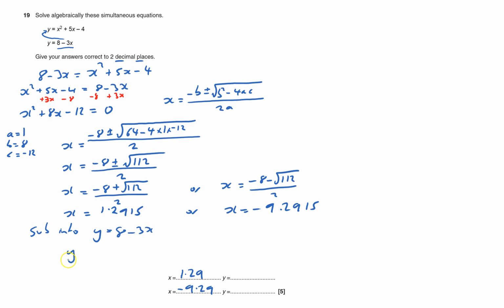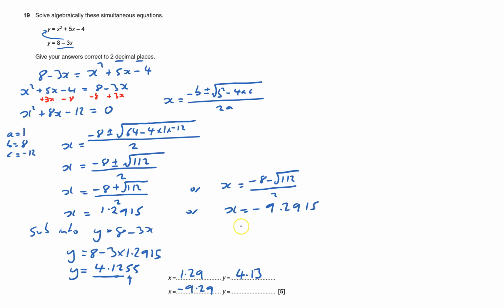And so for this one, y will equal 8 minus 3 times 1.2915. And that will give us that y equals 4.1255, to two decimal places. There's a 5 there, so I need to round up to 4.13. And don't be tempted to just use 1.29. I know you're going to give the answer to two decimal places, but you should keep more accuracy, because it's just possible that this may have rounded, that being a bit smaller, it would have rounded to 4.12.